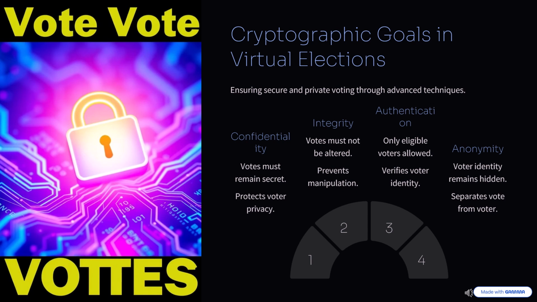Cryptography is the science that makes secure communication possible, and it is at the heart of secure virtual elections. Let's explore the key goals. Confidentiality. It ensures that votes remain private and cannot be viewed by others. Integrity. It ensures that the vote cast is not changed or tampered with. Authentication. It confirms that only eligible voters can vote and only once.